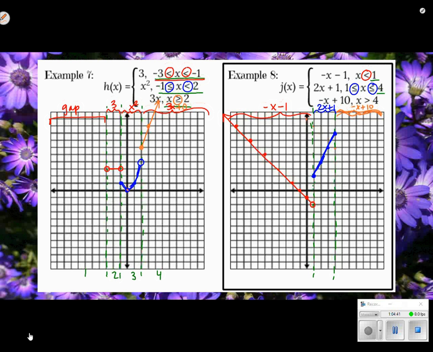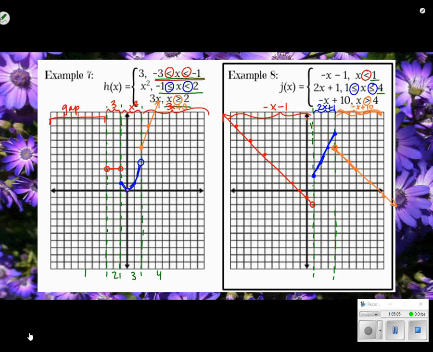Now right here I can put a point, but it has to be open. So I put an open circle right there. Down one, right one, down one, right one, all the way across. There it goes. All right, let's look at domain and range one more time. Make sure we get it.